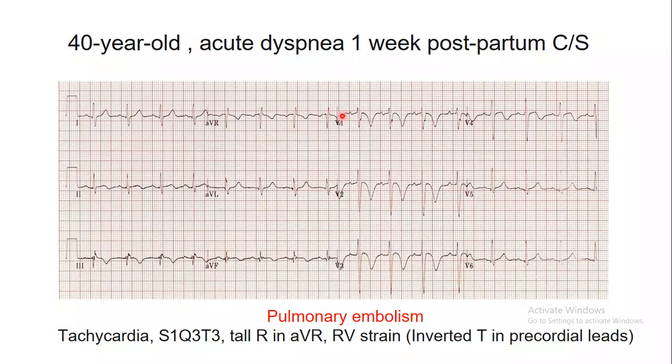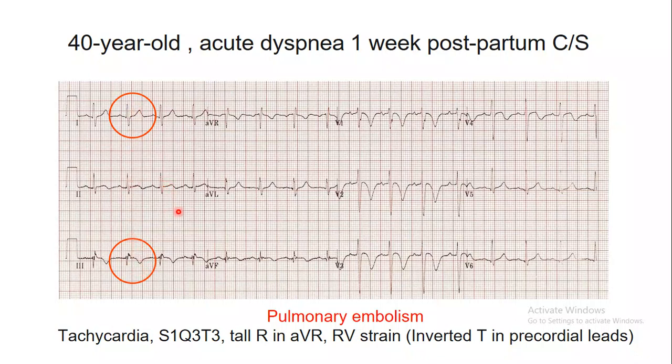Finally, a different scenario: we have a 40-year-old female patient presenting with acute shortness of breath 1 week after cesarean section. This is a scenario of pulmonary embolism. So what are the signs of pulmonary embolism that might be striking on the ECG? In pulmonary embolism, there is what is called the S1Q3T3 sign. That means we have a deep S wave in lead 1, a Q wave and an inverted T in lead 3. This is called S1Q3T3.